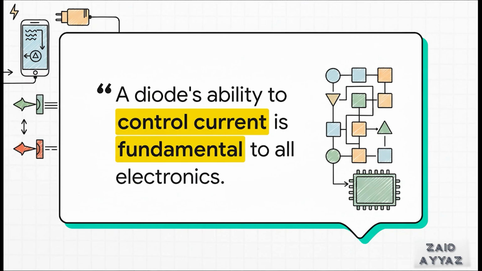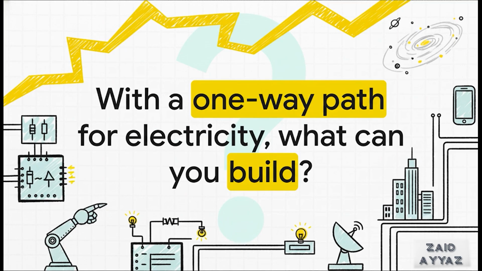And that really just leaves us with one powerful idea to think about. Once you have that amazing ability to dictate the path of electricity, to create that perfect one-way street for current, what can't you build? The possibilities, as we've all seen, are pretty much infinite.